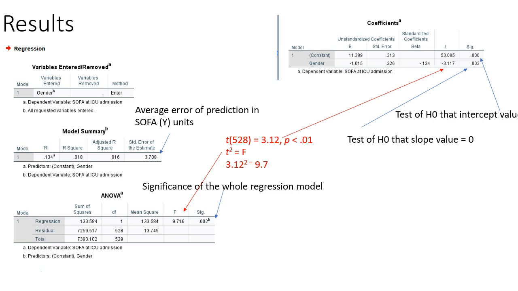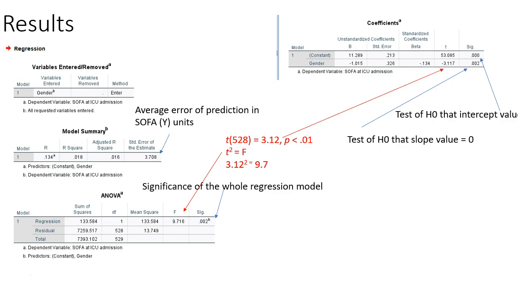The standard error of the estimate is there, which is the average error of prediction. So when I go to predict SOFA, I can expect to be off 3.7 SOFA points per prediction. We talked about that value last time. The ANOVA dialog box gives the significance of the whole regression. So there's an F statistic, which is the ANOVA for the regression model as a whole, and its corresponding p-value. It has 1 and 528 degrees of freedom, which is the same as it was before, groups minus 1 in the numerator, and then n minus groups in the denominator.